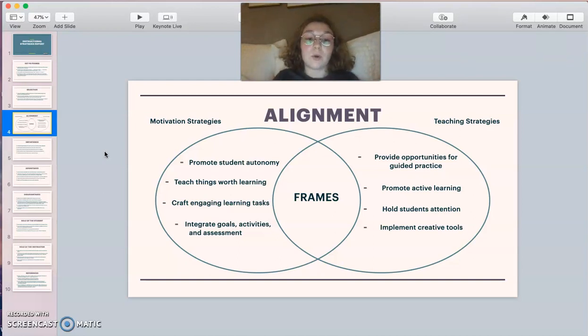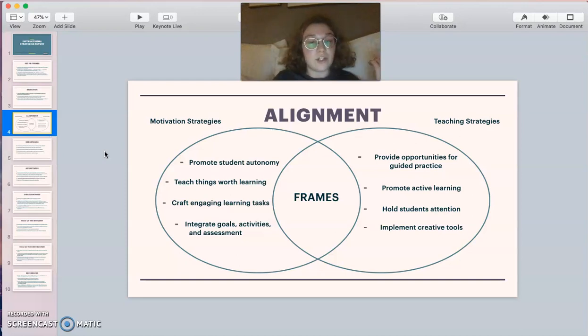I also think it's important to teach things that are worth learning, and that in turn will promote active learning. Obviously, that's more content specific to what you put in the frames, but in general, they'll feel like writing in these blanks is more worth their time than just reading a sheet of information. And then to craft engaging learning tasks: this is a rather engaging technique where they do have to work on it themselves, and I think that obviously captivates their attention.